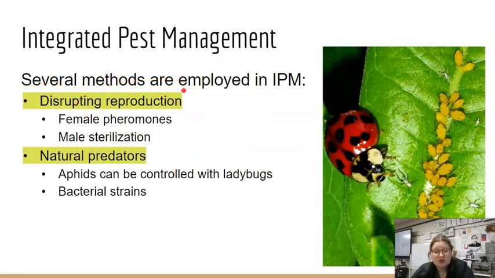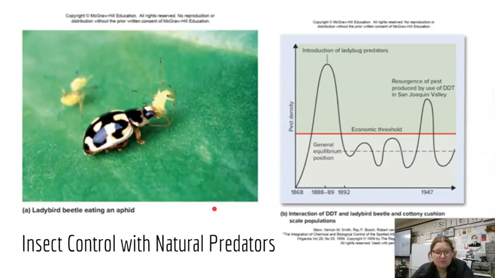First is disrupting reproduction. If bugs can't reproduce, then the population crashes. And so they do this with female pheromones or male sterilization, which would typically come from chemicals. But the female pheromones can throw off that mating cycle. And then natural predators. So these are little aphids. Aphids aren't great for plants, but ladybugs love them. So aphids can be controlled with ladybugs, and ladybugs won't harm your plants. Then there's also bacterial strains that can be used.